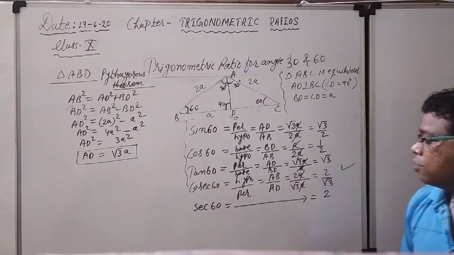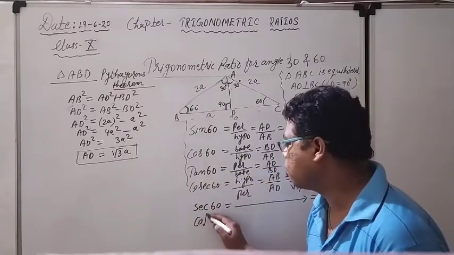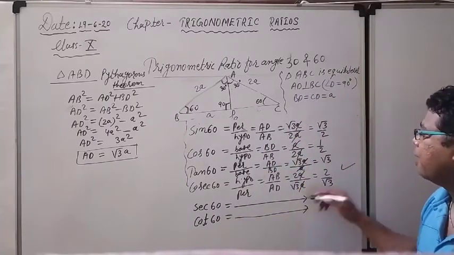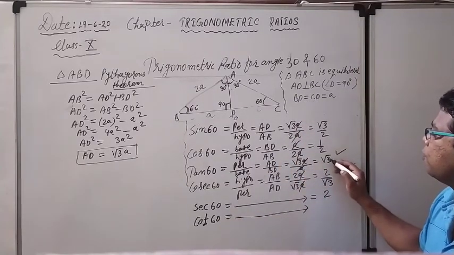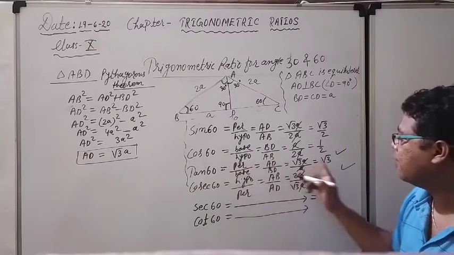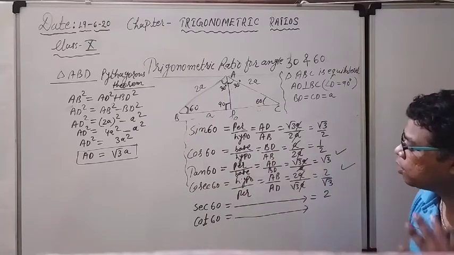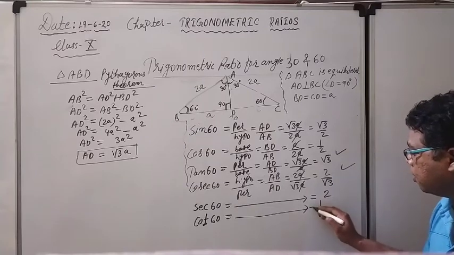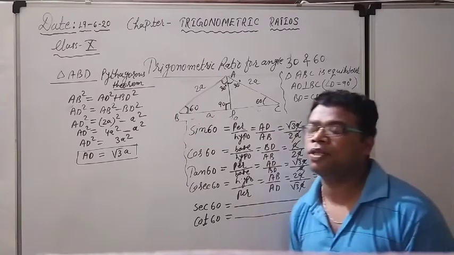What is the value of tan 60? Root 3. So here I am going to find out the cot 60 value. Just the opposite operation. The value of tan 60 is root 3, so the value of cot 60 will be its opposite. And what is the cot 60? 1 upon root 3.